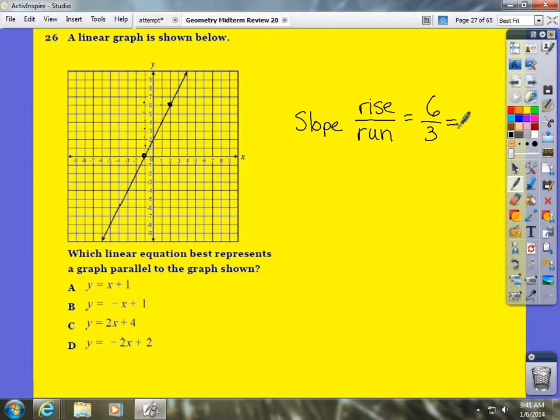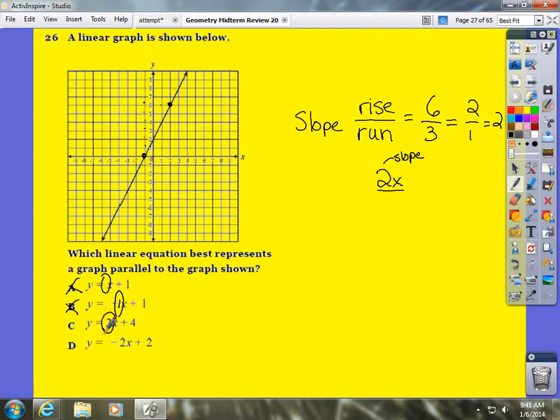So I want a slope of 2, which means it's going to be the number in front of my x, because the number in front of my x is my slope. So I'm going to look at all these here. This is a slope of 1, so that's not it. That's a slope of negative 1, so that's not it. And here's my slope of 2. C is my answer.